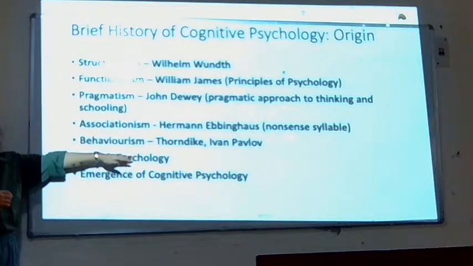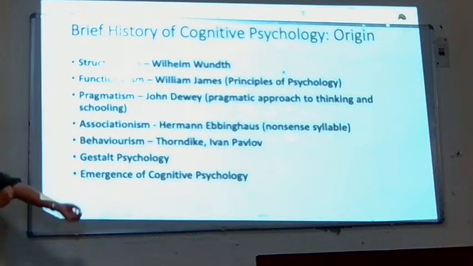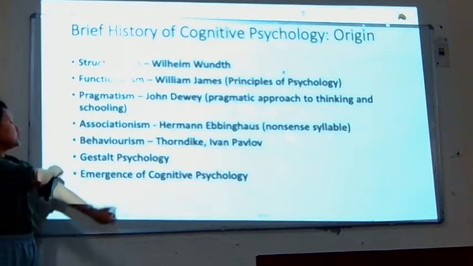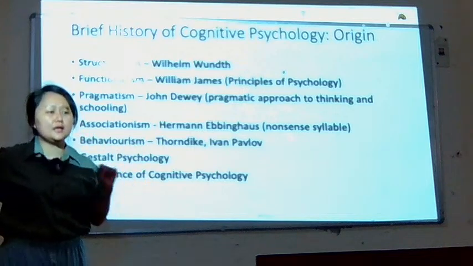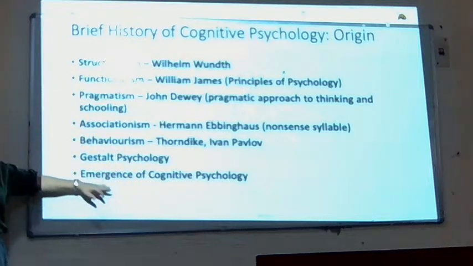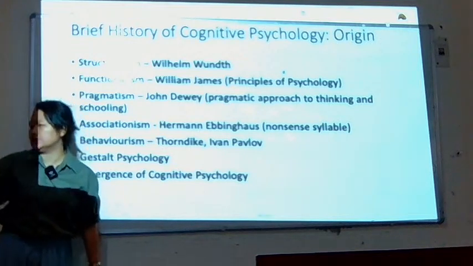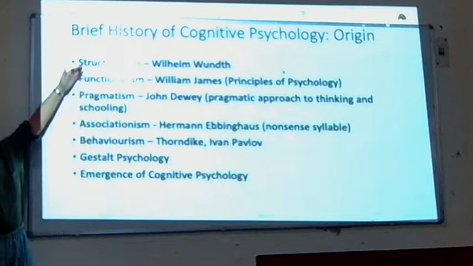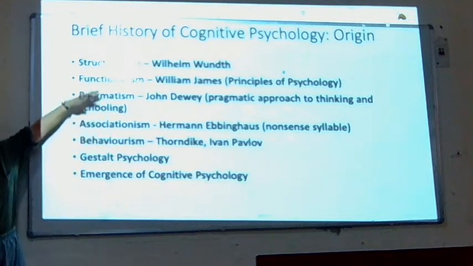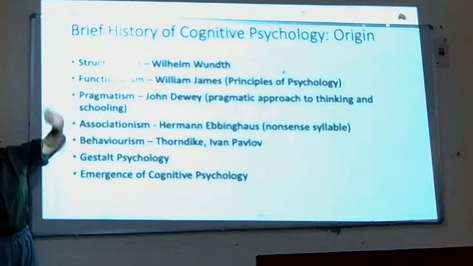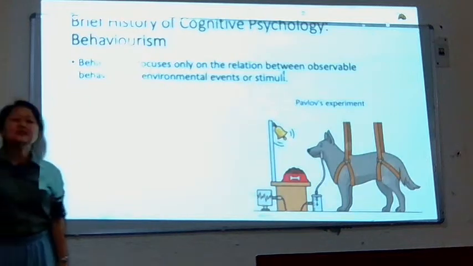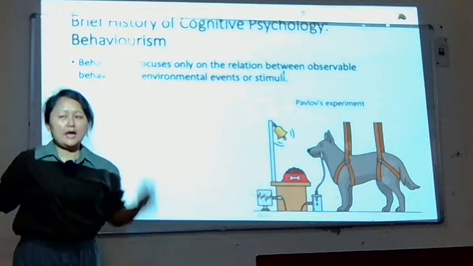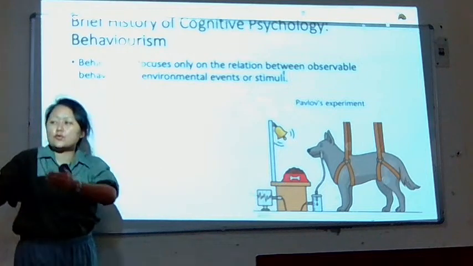So yes, we stopped at behaviorism and then we will touch a bit of Gestalt. We won't do Gestalt in much detail because it is also in unit 2, okay? And then we will end with the emergence of cognitive psychology. All right. I hope you remember all these topics that we did last time, structuralism, functionalism, and all that. So this was the last slide that we stopped at, and I am now moving forward.